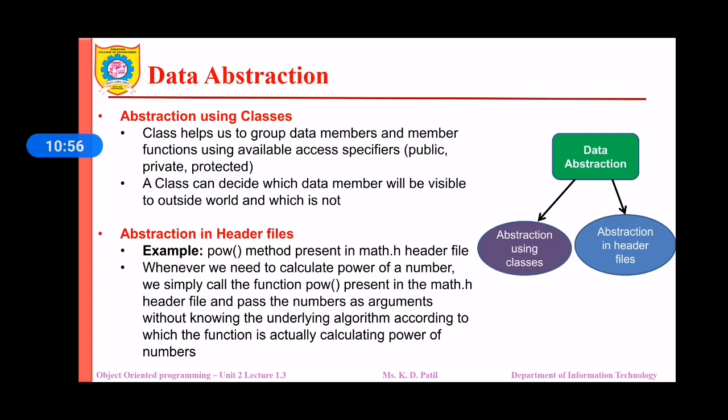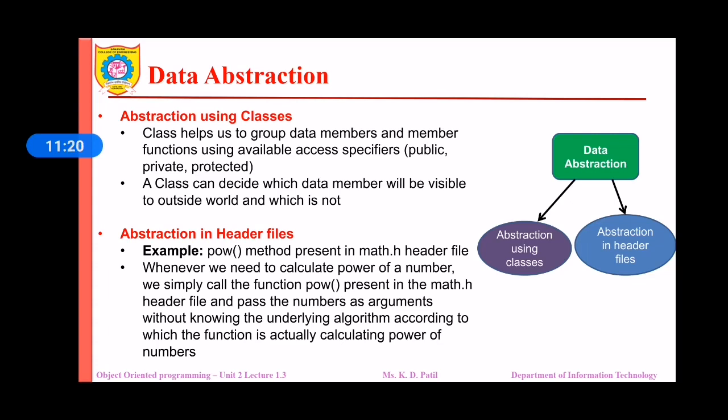So likewise, classes provide data abstraction. A class can decide which data members will be visible to the outside world and which will not. Now the protected access specifier applies to those data members or member functions which are protected. They can be accessed by the subclasses but may not be accessed by other classes.